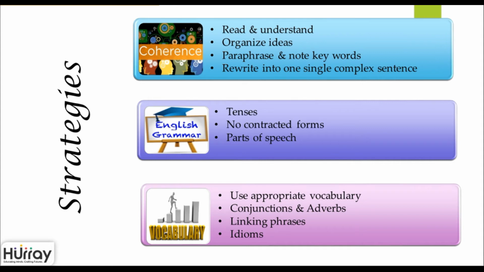You should not use contracted forms, which means when 2 words are joined and made into one. For example, don't is do plus not, do not. So you should not use such contracted forms in the summarized written text. You should use good vocabulary and appropriate vocabulary for the text. You have to use conjunctions, adverbs, linking phrases and idioms wherever required.